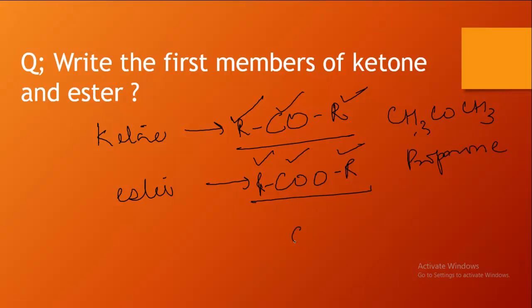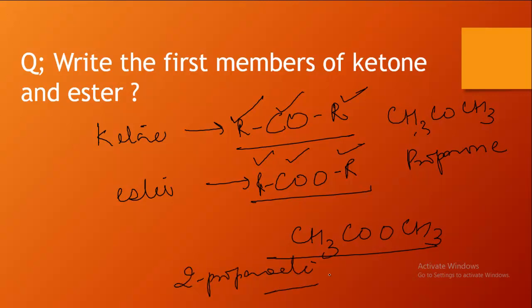And for ester, it is going to be CH3COOCH3, again at least with 3 carbon atoms. So it is going to be CH3COOCH3, which can be called as methyl ethanoate, or it can be called as 2-propanoate. So these are the first members of ketone and ester.